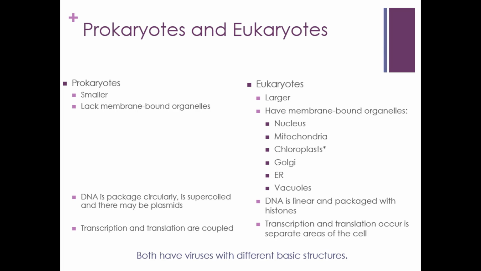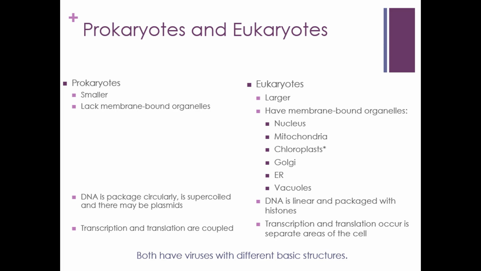Also, there's a difference in the way that their DNA is packaged. The number of chromosomes: prokaryotes only have 1 chromosome versus multiple for eukaryotes, and prokaryotes may have plasmids, which we'll talk about again later. Because there is no nuclear membrane dividing the DNA from the cytoplasm in prokaryotes, transcription and translation are coupled. It's often called co-translation.